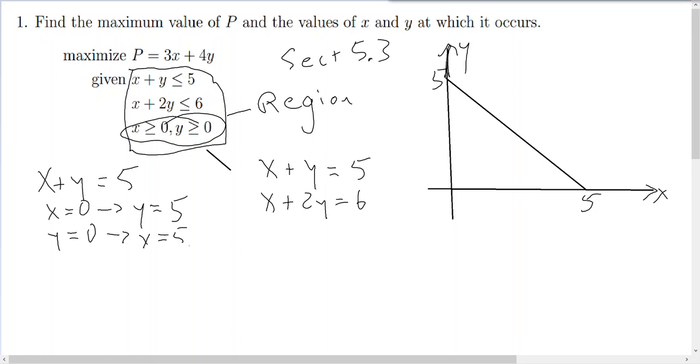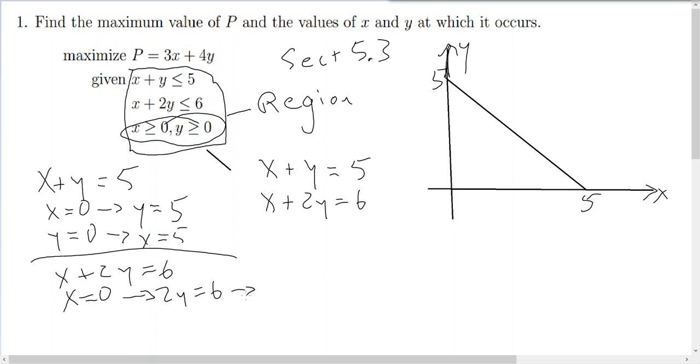Alright, what about this line? x plus 2y equals 6. If x equals 0, you get what? 2y equals 6, or y equals 3. So that puts the y-intercept here around 3. And y equals 0 implies that x equals 6. So that tells us that the x-intercept is over here to the right of 5. So let's draw that line.